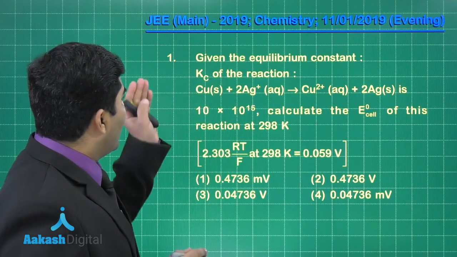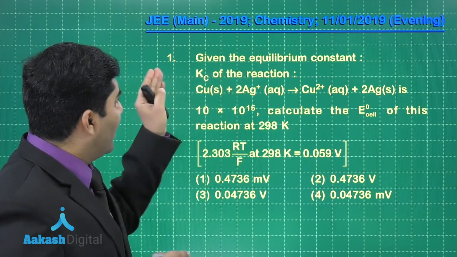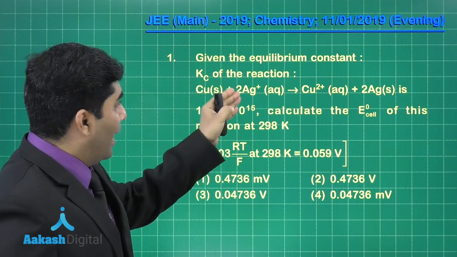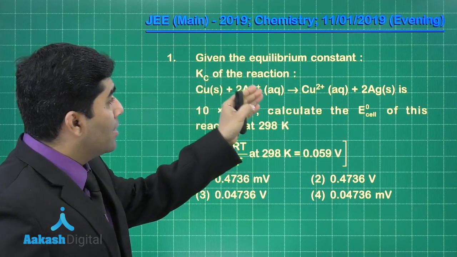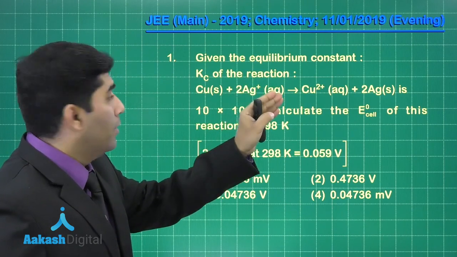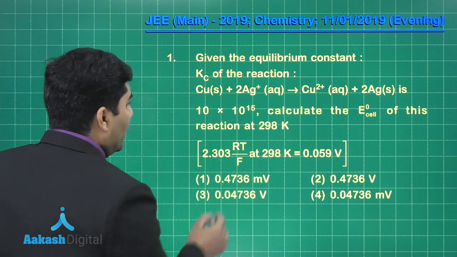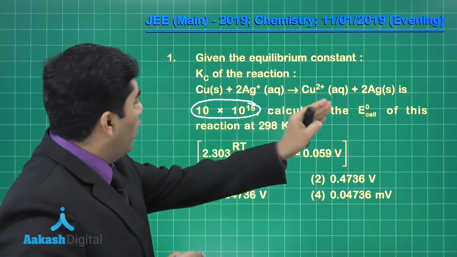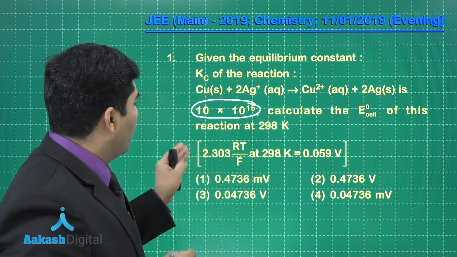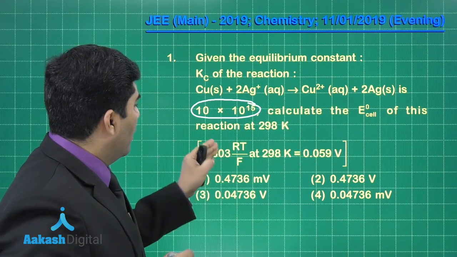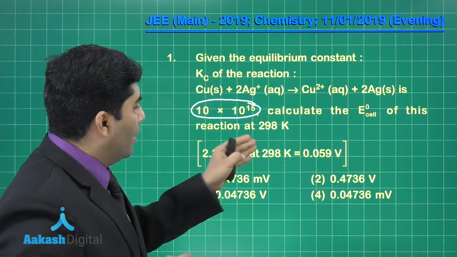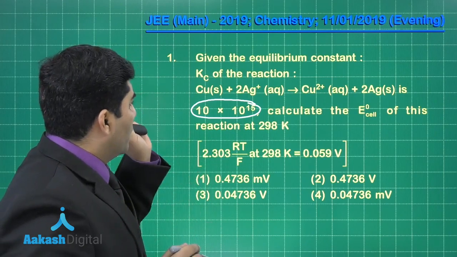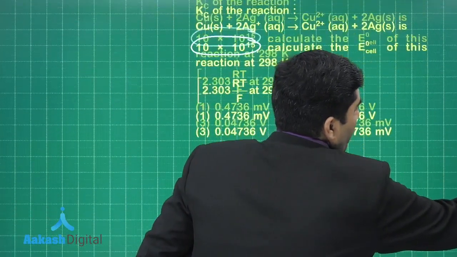Now in question number 1 he is asking: given the equilibrium constant Kc of the reaction Cu plus 2Ag+ ions gives Cu2+ ions plus 2Ag solid. Kc is given to us. Calculate the E naught cell of the reaction, and the value of 2.303 RT upon F is given as 0.059. Now what we have to do? The solution of this question will be as follows.